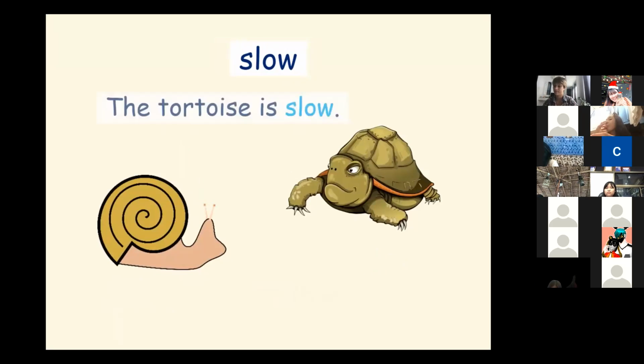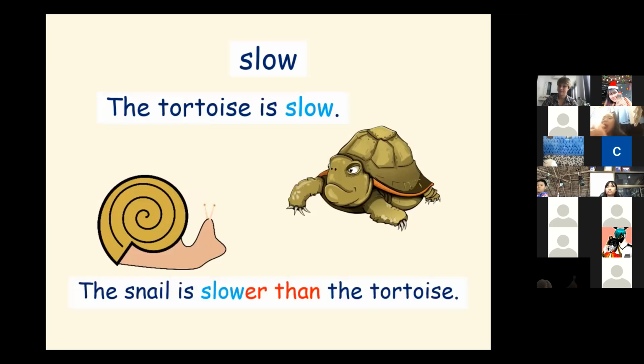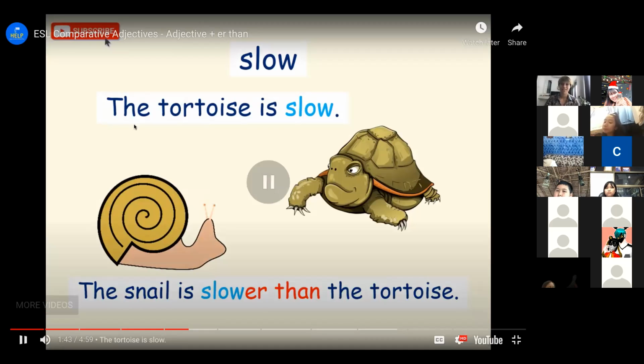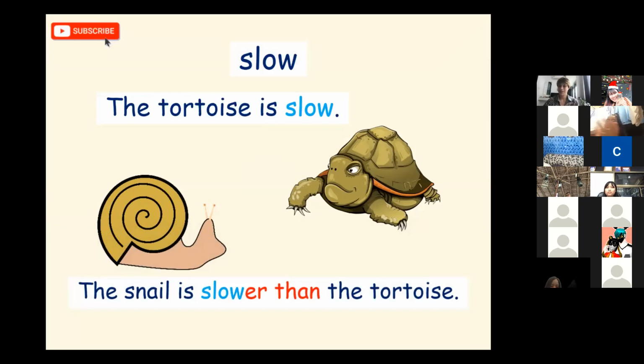Slow. The tortoise is slow. The snail is slower than the tortoise. The tortoise is slow. Nice job. It's not a turtle, it's a tortoise. But they're very similar. A turtle lives in the water and a tortoise lives on land. So the tortoise is slow. The snail is slower than the tortoise. Very good. I love that. You guys are awesome. Slower than.